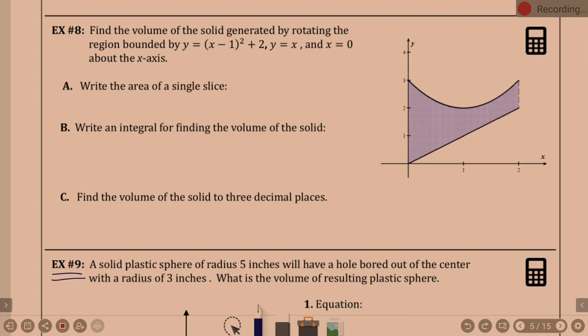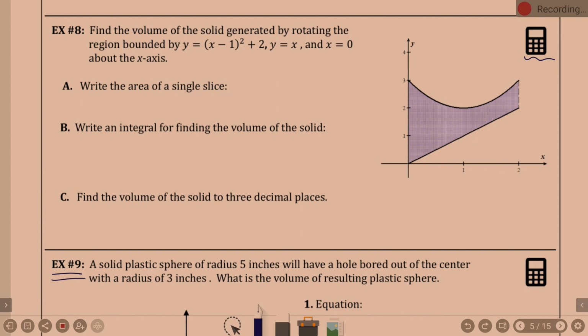The favorite thing: calculator. We see a calculator symbol. Remind me to use it when I forget, right? Okay. It does at the end say find the volume to 3 decimal places.